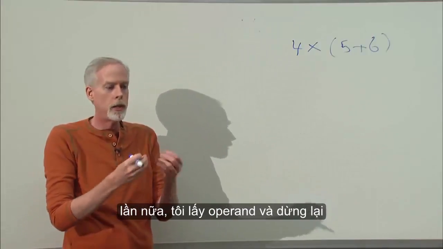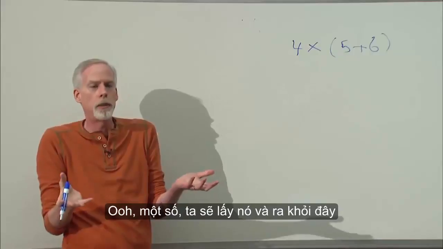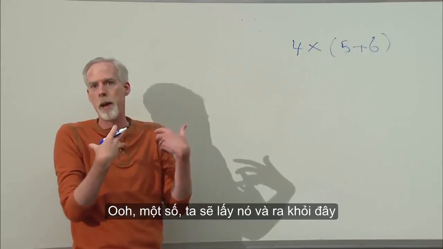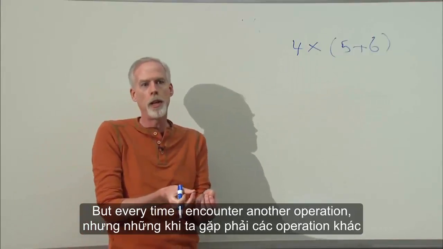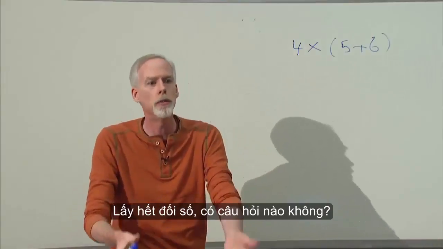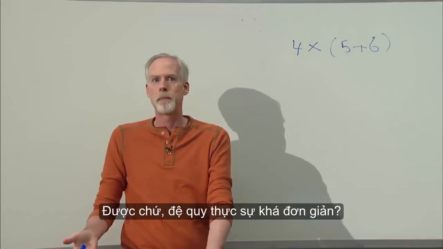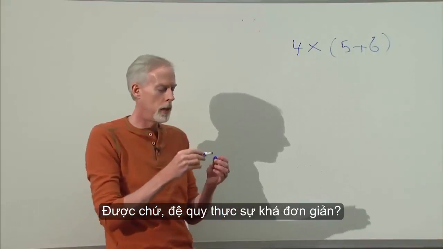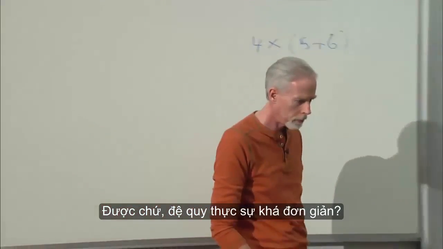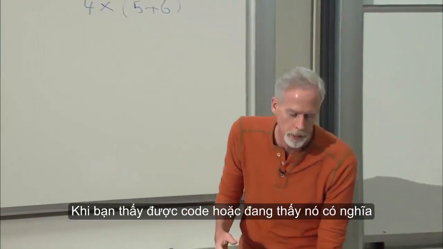So you see how I have to keep going back recursively to my evaluate to get the operands for my operations. Once I get to an operand, I can stop. Okay, as a number, I got it, and I'm out of there. But every time I encounter another operation, I have to keep going recursively to get all my arguments. Any questions about that? Okay, so it's actually going to be pretty simple recursion. When you see the code, you're going to be like, oh, yeah, that makes sense.